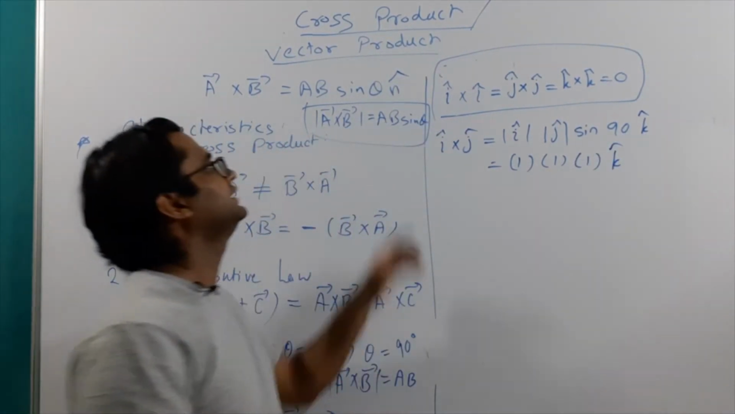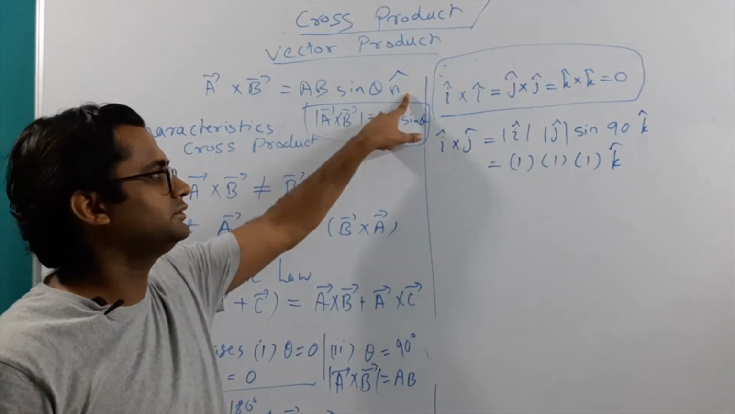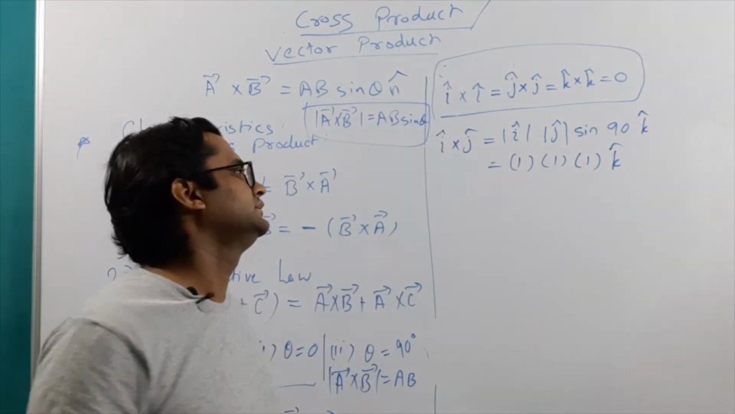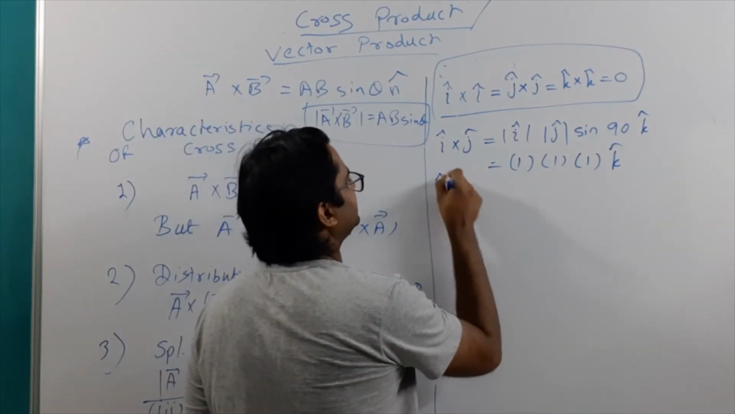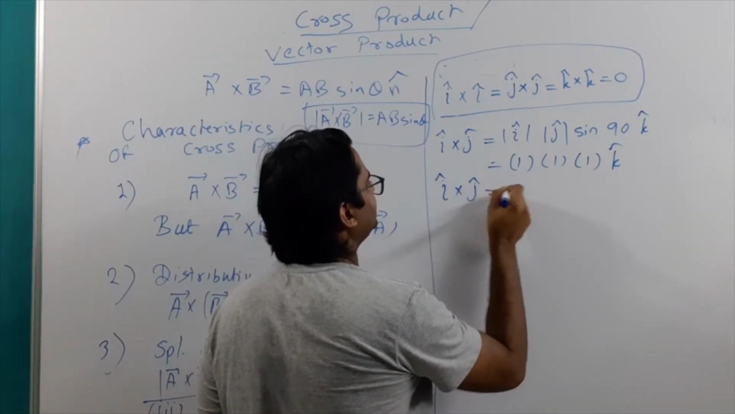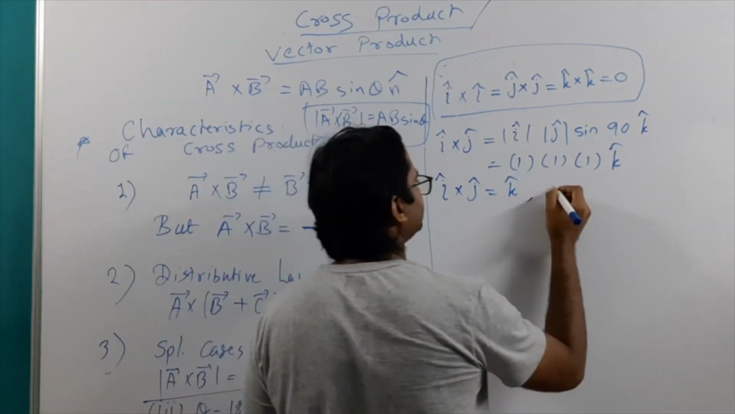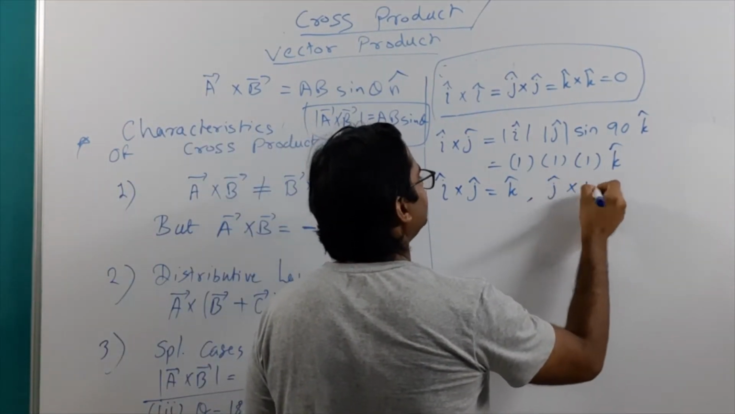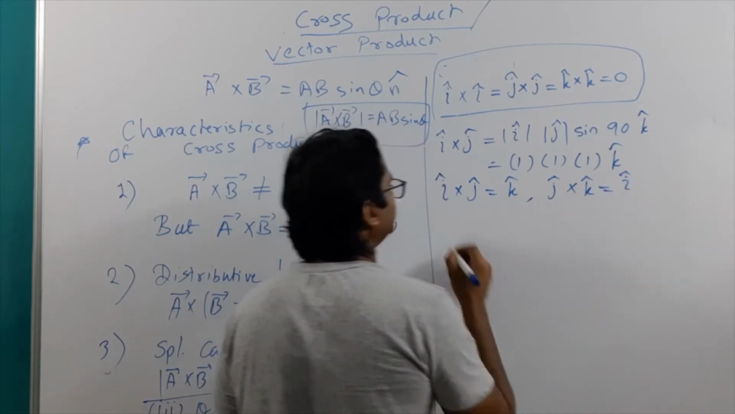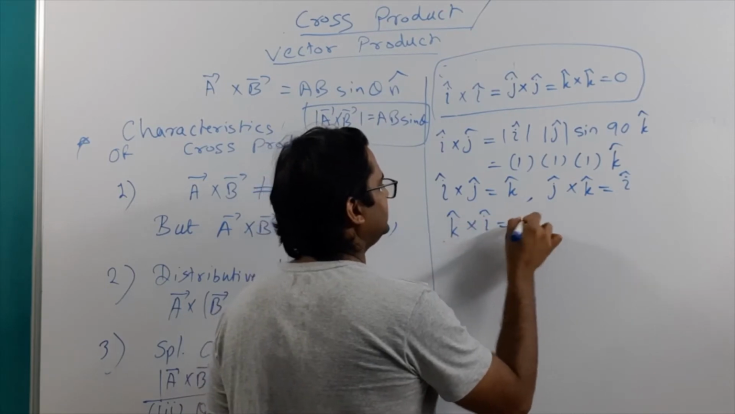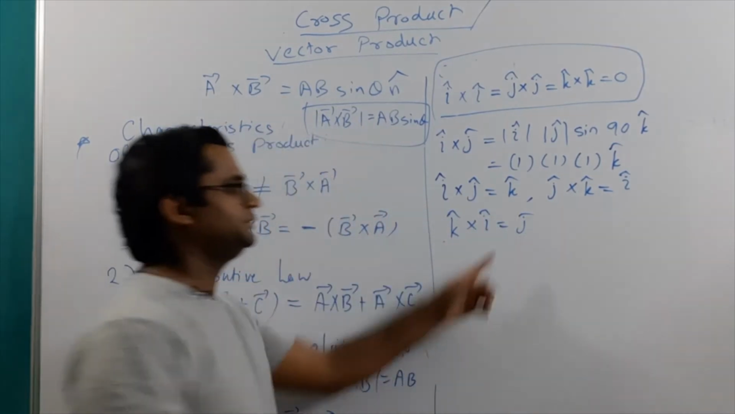Okay, instead of n cap, which is a unit vector perpendicular to i and j, here we will take k cap as the unit vector perpendicular to i and j. So the result we got is i cross j is equal to k. In the same way, we can write j cross k equal to i, and k cross i is equal to j. So how to remember this?